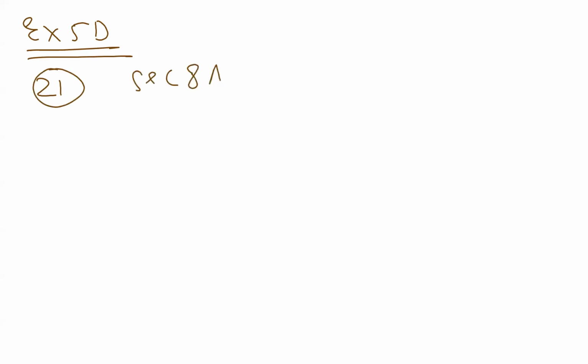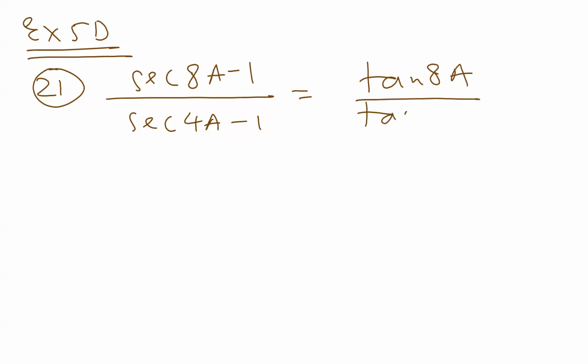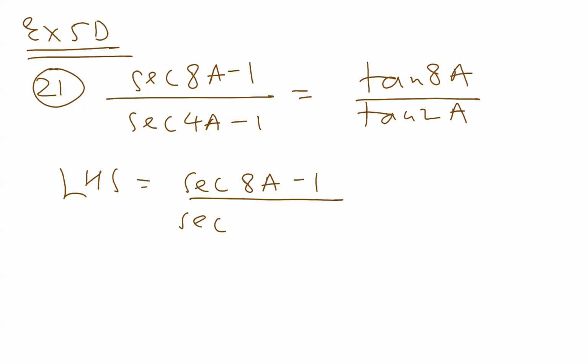Hi all. I'm continuing with question number 21 from exercise 5D. It says you need to prove that (sec 8a minus 1) upon (sec 4a minus 1) is equal to tan 8a upon tan 2a. So the left hand side says sec 8a minus 1 upon sec 4a minus 1.